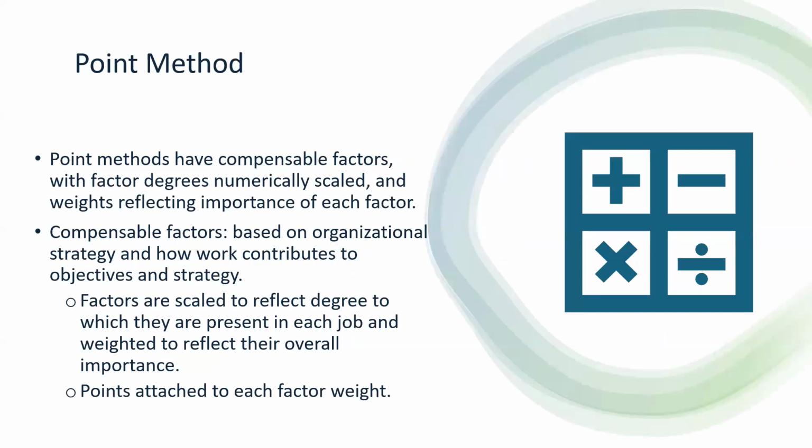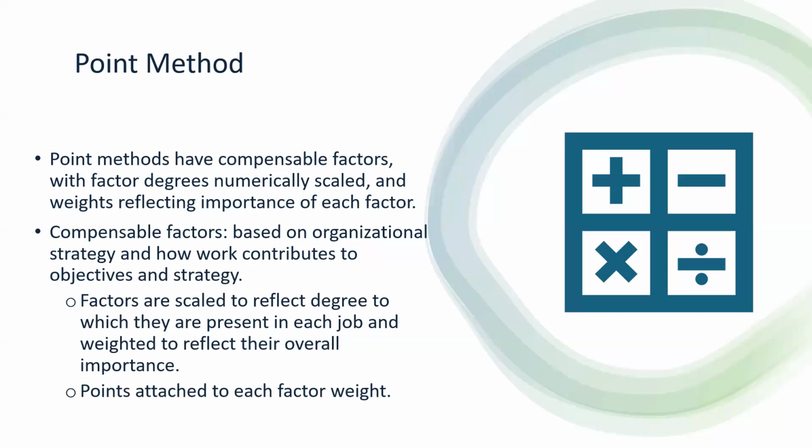The third method our book talks about is the point method. This is the most quantitative method of the three we've talked about. And the point method, the basis is these compensable factors. And then you choose your compensable factors. You have factor degrees that are numerically scaled for each job that you have. And then you'll have weights for each factor about how important that factor is to your organization's strategy.